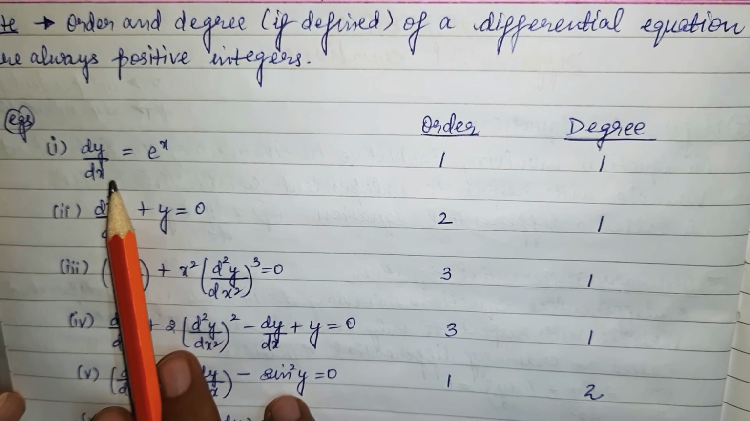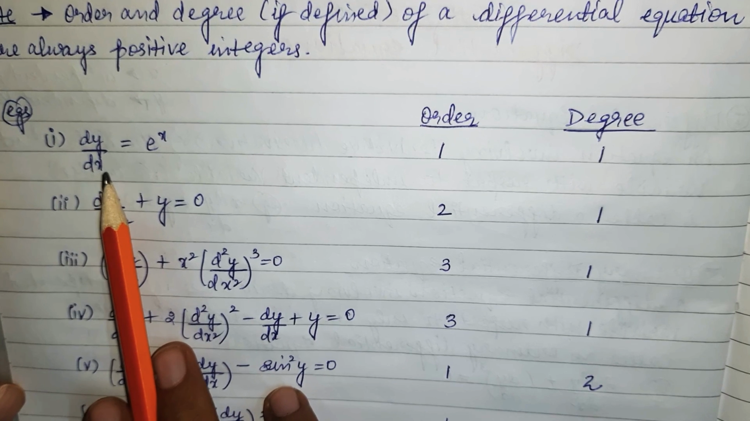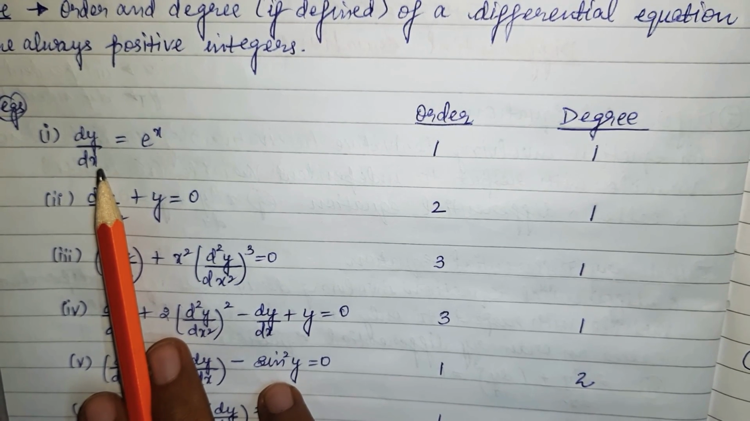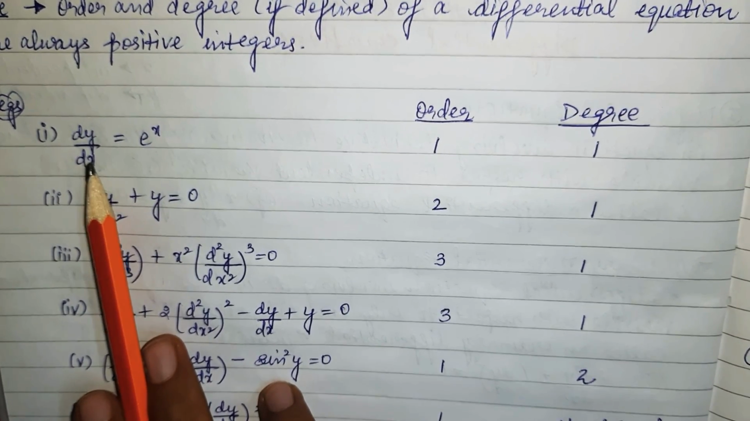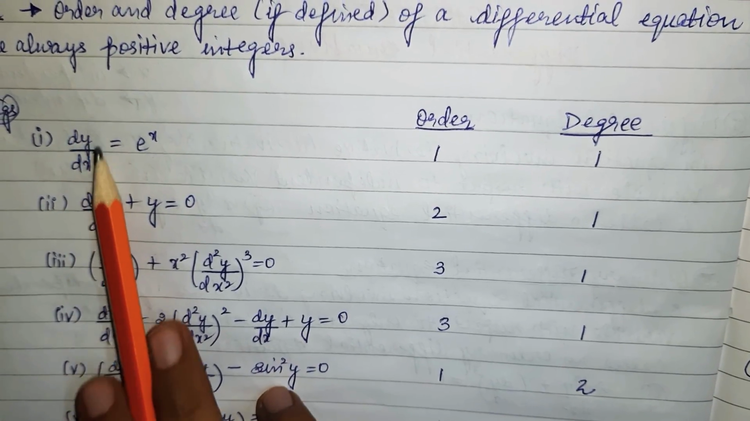And this is a polynomial function which includes derivatives only. Now, the order of the highest order derivative. So order of the highest order derivative means this is dy by dx, this is the highest one. So if this is the highest one, what is the power it is raised to?